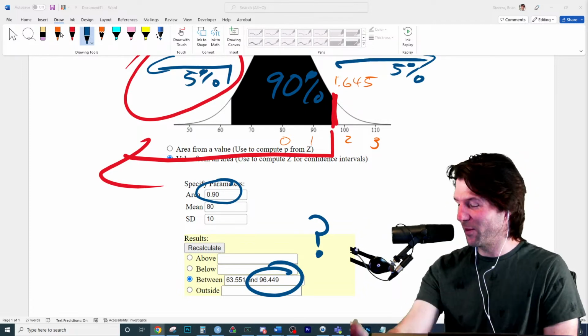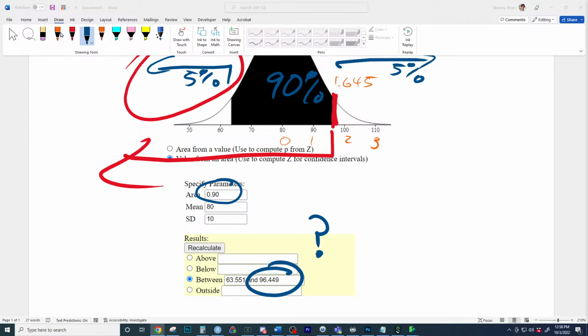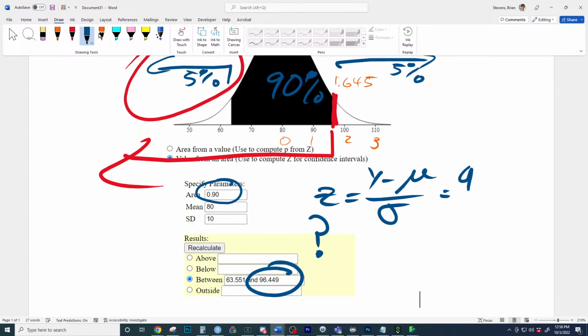To find the z-score, it's observation minus mean over standard deviation. Observation minus mean over standard deviation. That's how we find the z-score. So we take the observation of 96.45, subtract the mean of 80, divide by the standard deviation of 10. Does that make sense, Santi, right there?